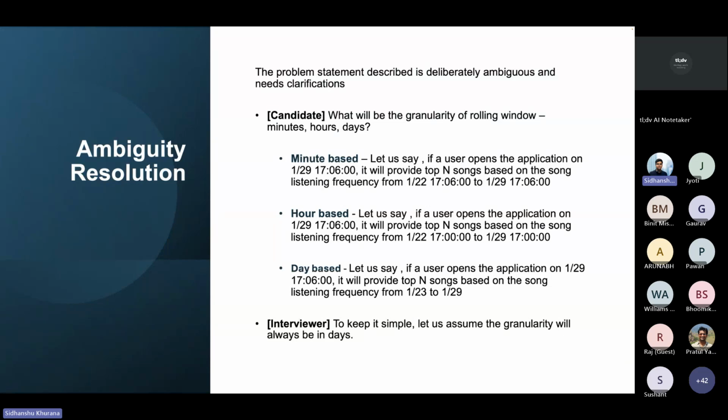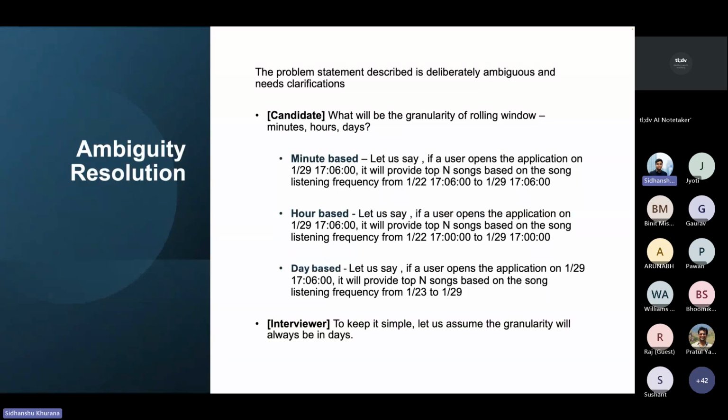Hour based means that it will be rounded off to the hour. Let us say if a user opens their application on 1/29 17:06, it will provide top N songs based upon song listening frequency from 1/22 17:00 to 1/29 17:00 UTC. Day based means that let us say if a user opens their application on 1/29 17:06, it will provide top N songs recommendation based upon song listening frequency from 1/23 to 1/29.